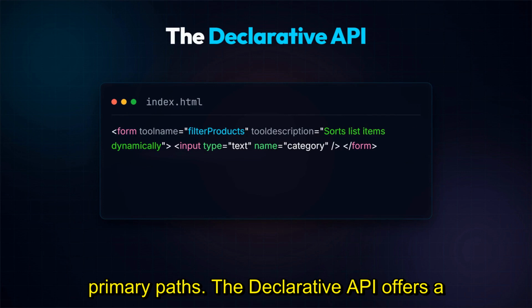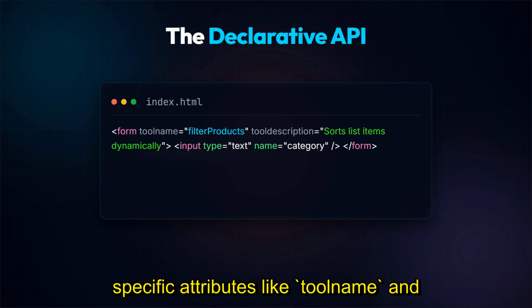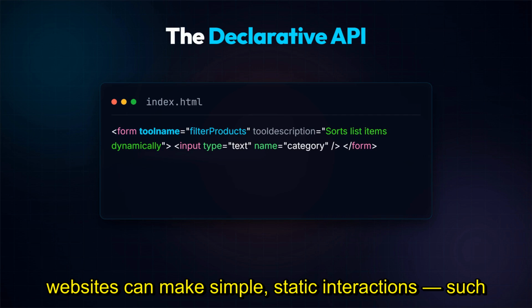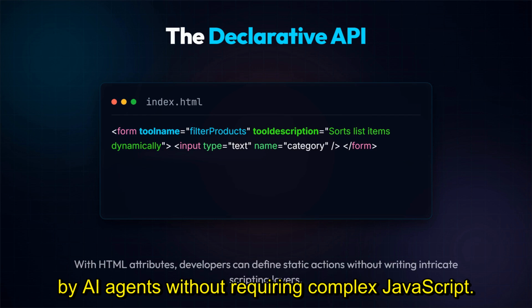The declarative API offers a straightforward, HTML-based approach. By adding specific attributes like toolname and tooldescription to existing HTML form elements, websites can make simple, static interactions, such as form submissions or filtering, directly callable by AI agents without requiring complex JavaScript.